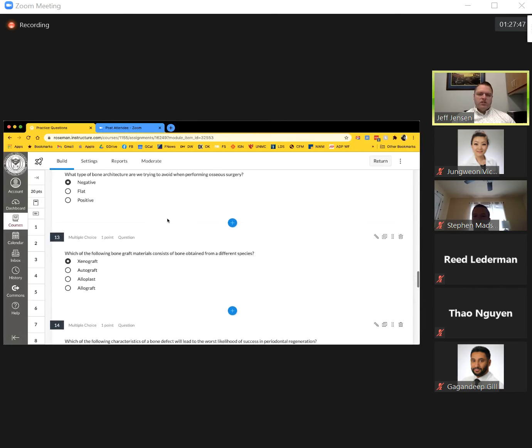Bone architecture. So when we're doing osteosurgery, if you remember, we're trying to achieve positive architecture. Occasionally it's flat. Negative is not good. So negative architecture essentially means that the bone on the buccal surface or lingual surface of the tooth is more coronal than the interproximal bone.